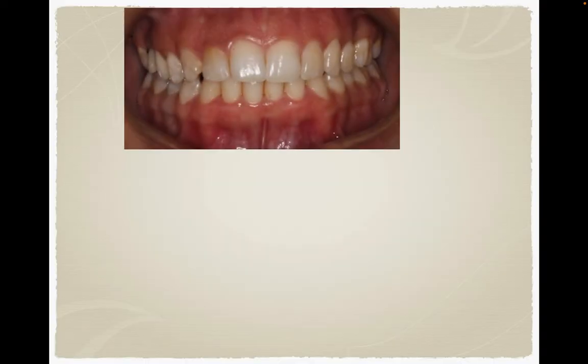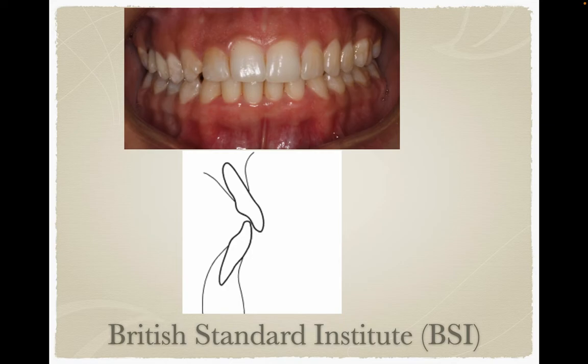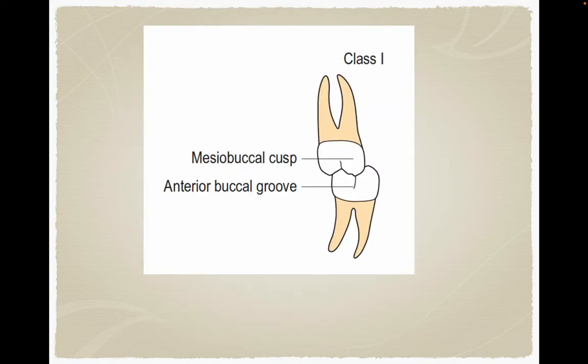Class 1 malocclusion, or class 1 incisor relationship, is when the lower incisal edge occludes below the cingulum plateau of the upper incisors. The cingulum plateau is where the cingulum becomes straight, which is almost always in the middle third of the upper incisors. And this definition is according to the British Standard Institute.